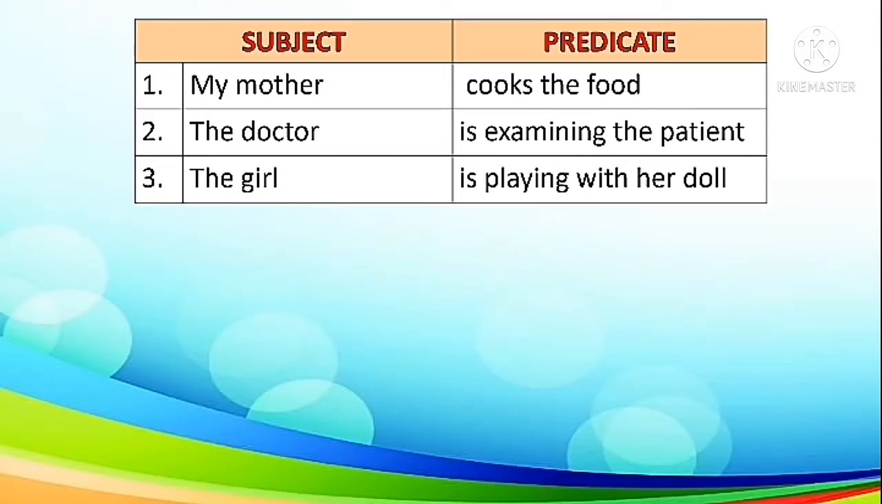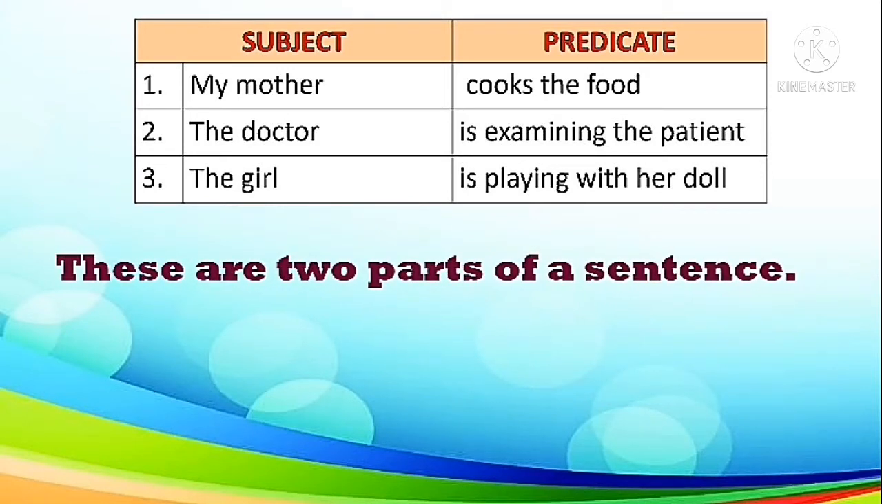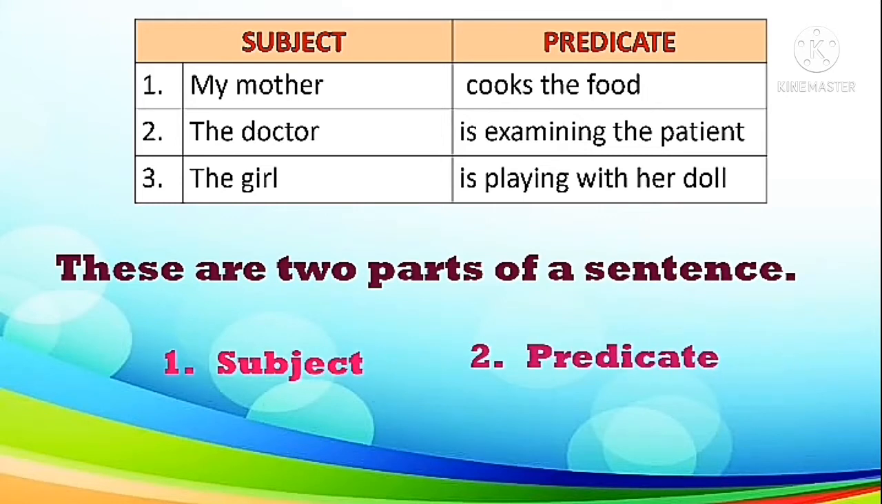My mother is a subject. Cooks the food is predicate. The doctor is a subject. Is examining the patient is predicate. The girl is a subject. Is playing with her doll is predicate. These are two parts of a sentence, subject and predicate. Let us see what is a subject and predicate in a sentence.